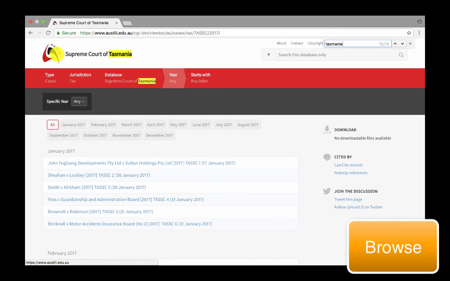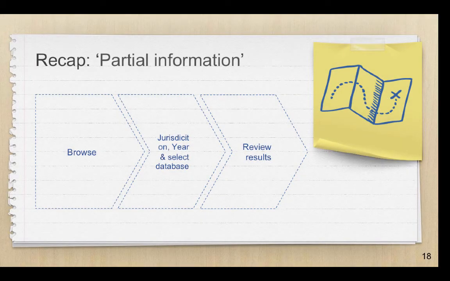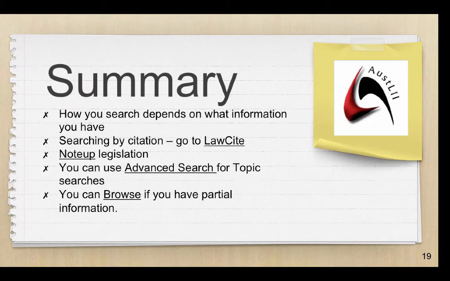So that might be a way that we can use browse effectively to have a look around. It would be beneficial if you want to take a moment and browse through what's in Austlii to be able to effectively use that tool. So partial information, we might want to browse, we want to refine our browsing to the particular bits of information we have, and then review our results accordingly.